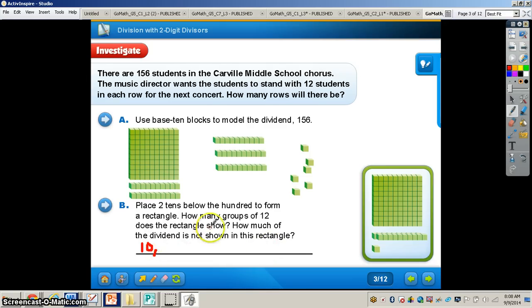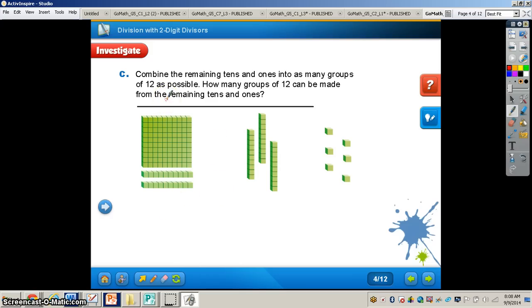Now, how much of the dividend is not shown in the rectangle? We can see we have 10, 20, 30. 1, 2, 3, 4, 5, 6. Okay, so 36 is still not represented within our rectangle here. We need to do something with this 36. Okay, so what we need to do for letter C, it says combine the remaining 10s and 1s into as many groups of 12 as possible. How many groups of 12 are there?